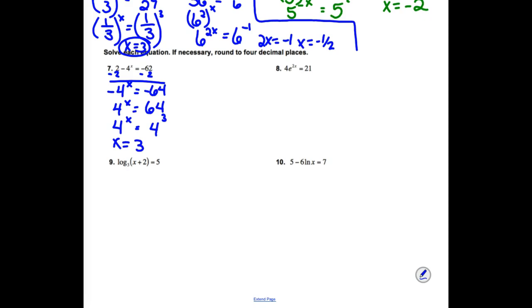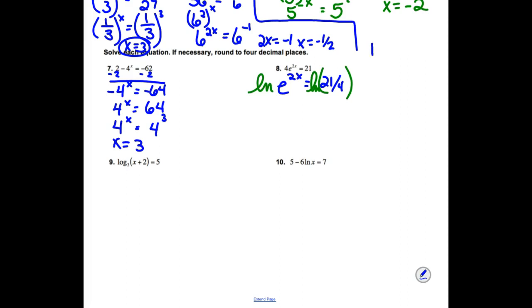Question 8 is another exponential one. This time we have a natural base of e. My first step is to divide everything by 4. So e to the 2x equals 21/4. And then to solve for x, I can't use a common base like I did in question 7. So what I'm going to do is take the log of both sides. And since I have an e as my base, I'm going to use the natural log because that involves base e. So I have the natural log of e to the 2x equaling the natural log of 21/4.